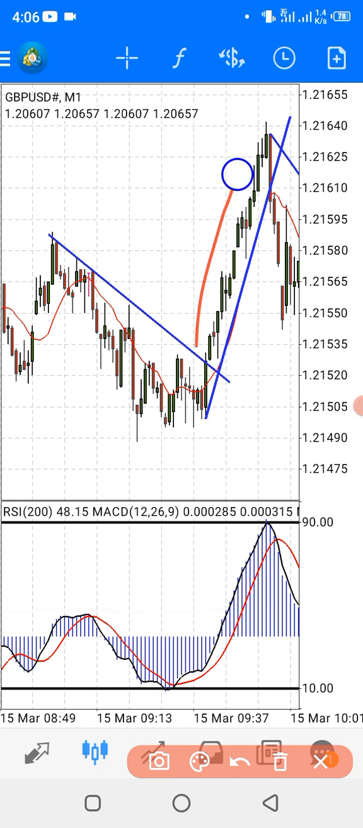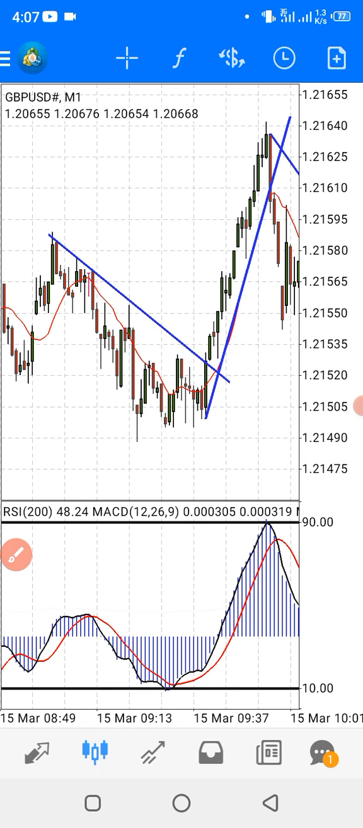So this strategy works well 100%. Sorry, no, that's a mistake. It doesn't work 100%, but up to an extent this strategy works well, and you can use it to grow your trading account.